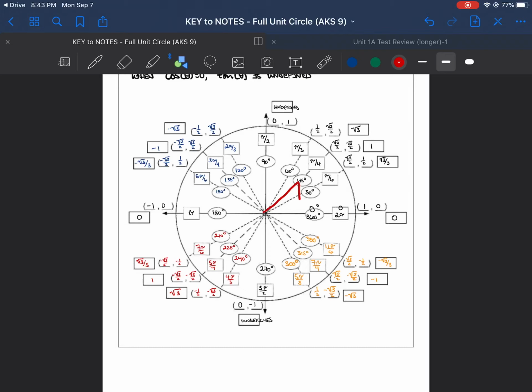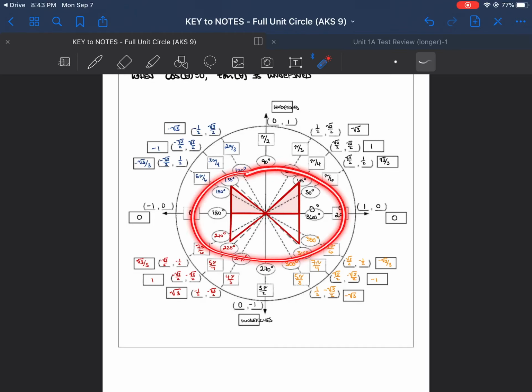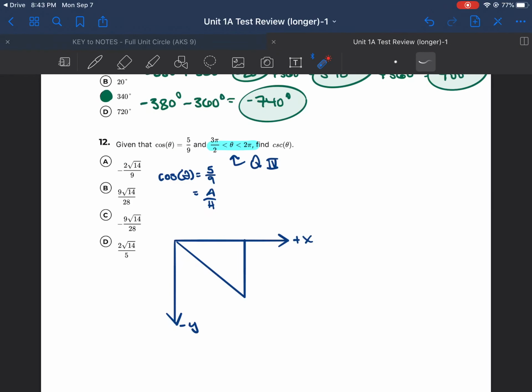In quadrant 1, the triangle would be like that. In quadrant 2, the triangle would look like that. In quadrant 3, the triangle would look like that. And in quadrant 4, the triangle would look like that. So notice that the triangles we construct in the 4 quadrants kind of look like a bow tie. So if you have a hard time remembering what your triangle should look like in each quadrant, all 4 triangles together look like a bow tie, if that helps you remember.